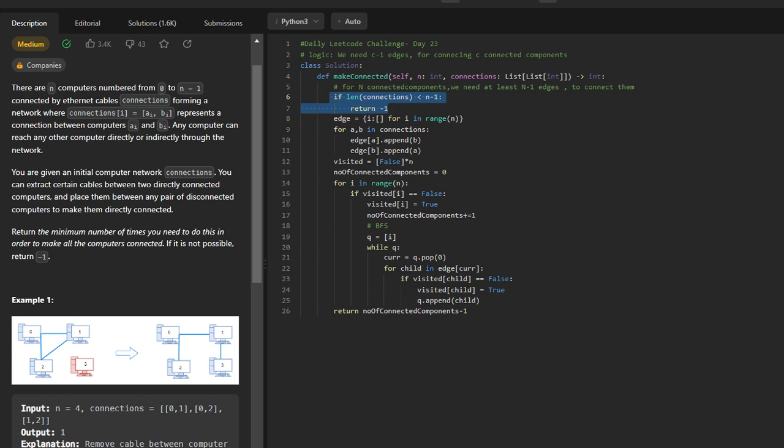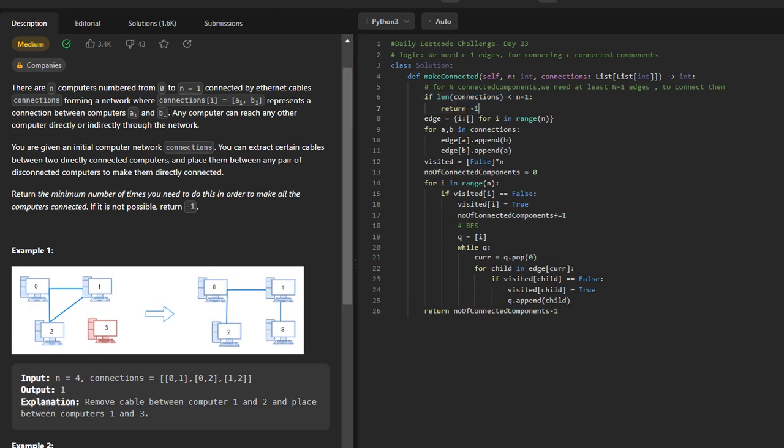Based on the first statement, we are writing this code. For n nodes, we need at least n-1 edges. If the number of edges is below that, we cannot solve this question. We have written -1, right? Next, the next logic comes in terms of connected components. This part of the code comes from statement 1, and the rest of the code is fully based on statement 2, which tells that for C connected components we need C-1 edges.